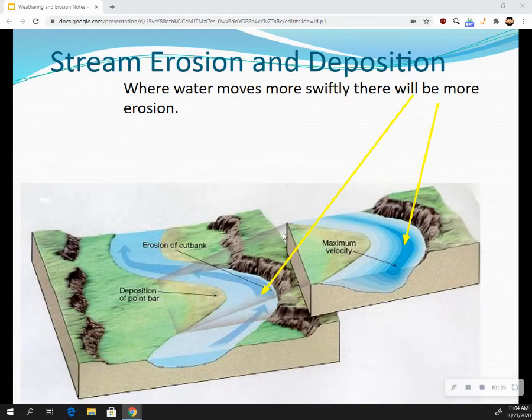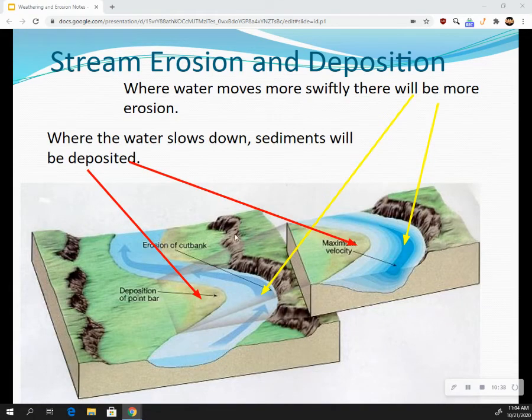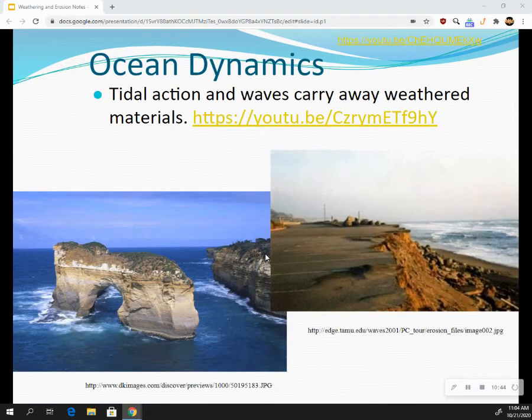So where the water moves more swiftly, there will be more erosion. The slower it's moving, the less erosion you're going to have. It will gradually widen out to where you see it. That's why when we see the Colorado River in the Grand Canyon, you see a lot more erosion there because it's a much faster moving river. So ocean dynamics and tidal action will create that breakdown.